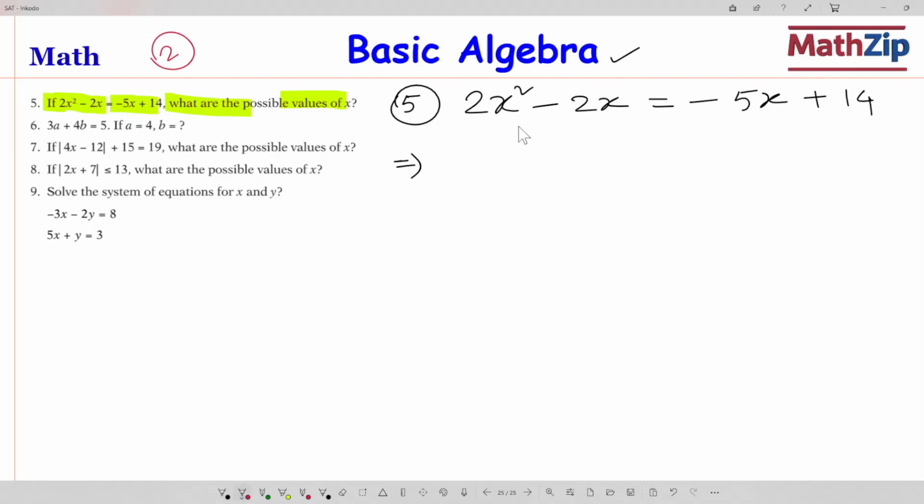2x² − 2x = −5x + 14. Here x is a variable, so we will transfer everything to one side. 2x² − 2x will be unchanged, and here is −5x, so we can add 5x to both sides. The −5x comes out from the right side, and here is +14. We subtract 14 from both sides, so here is 0.